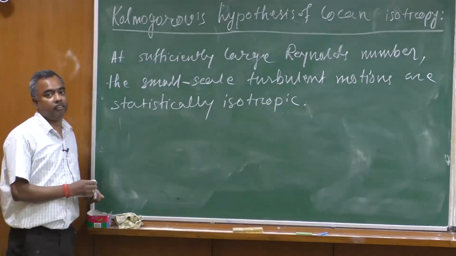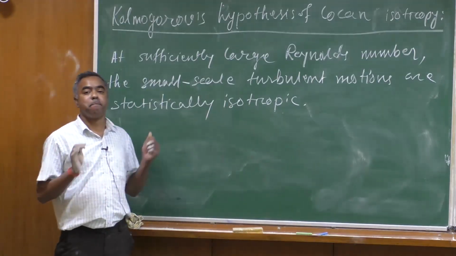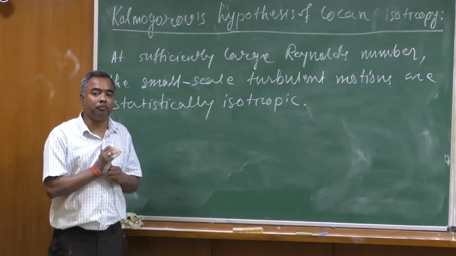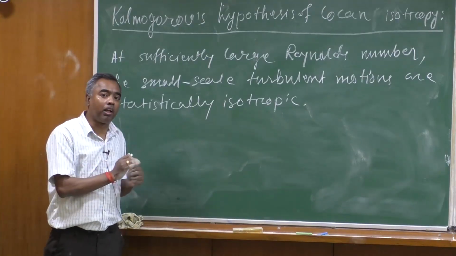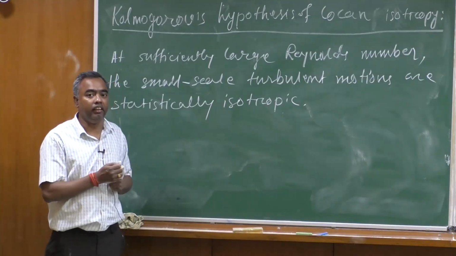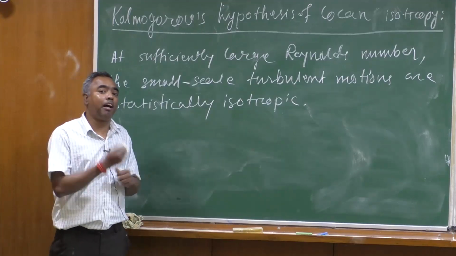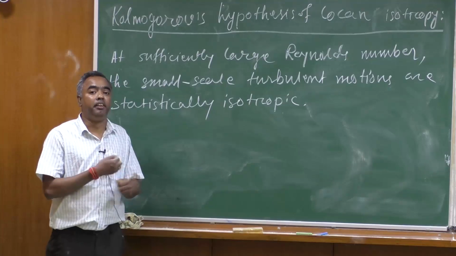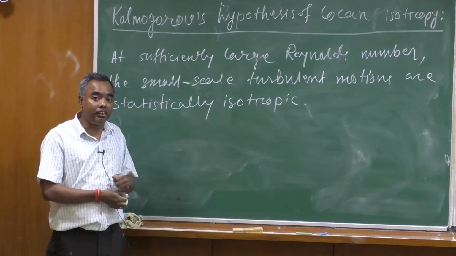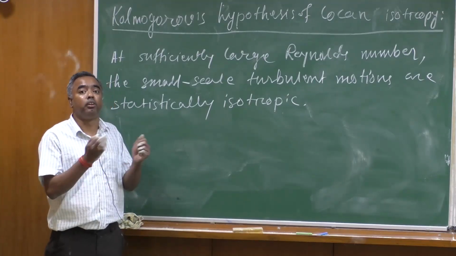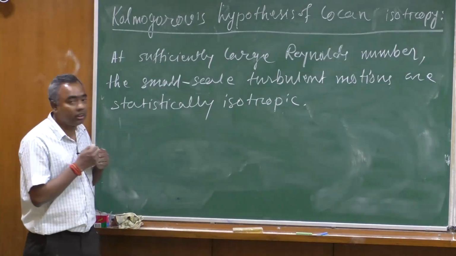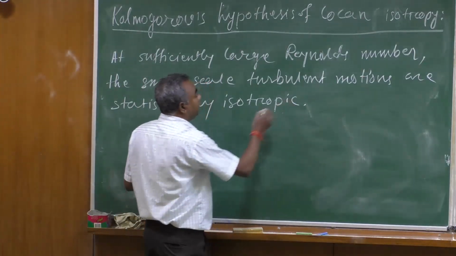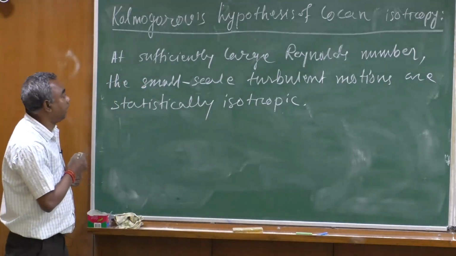So, what he says is that in a turbulent flow there can be a range of scales. There are some scales which are smaller as compared to the biggest scales. If you consider their velocity statistics or any other turbulent statistics, these statistics are statistically isotropic. It does not depend on the coordinate system. That is what it says. So, this is his first hypothesis.